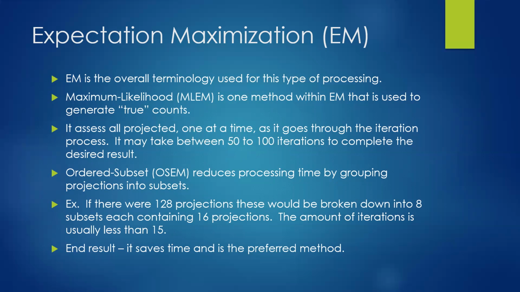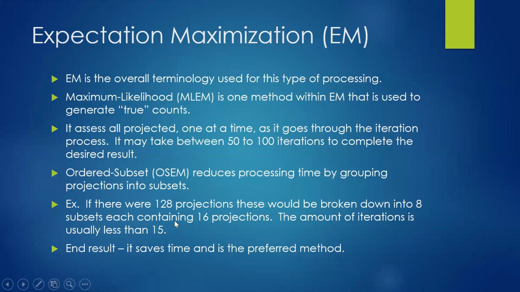That's even significantly more. The next jump then is to look at what we call the ordered subset expectation maximization, or OSEM. This is the more popular approach. What it does there is, if we have 128 projections, it breaks them down into subgroups. In this scenario there are usually 8 projections per subgroup, and therefore 16 subgroups. So it processes each individual subgroup separately, which actually takes less time to process that data.